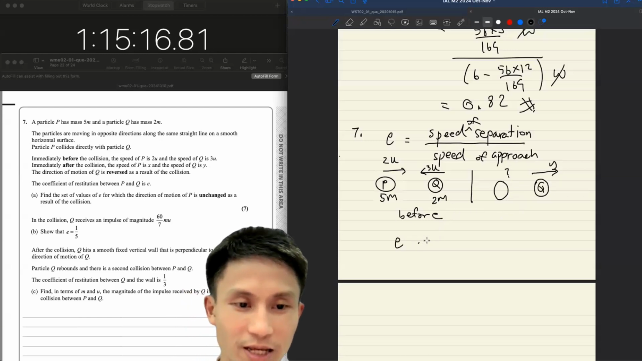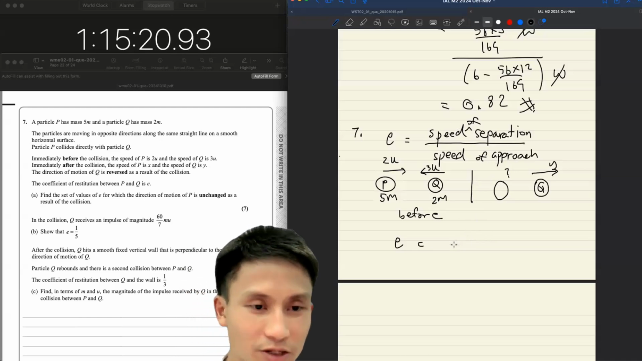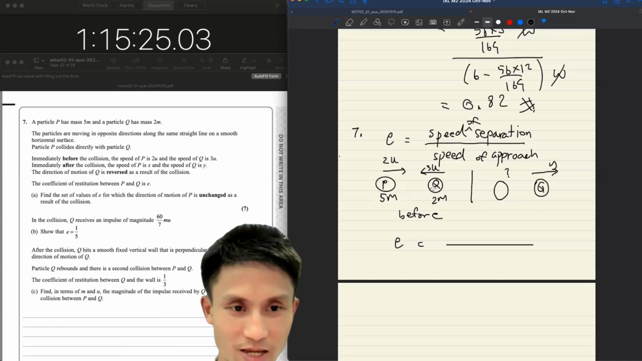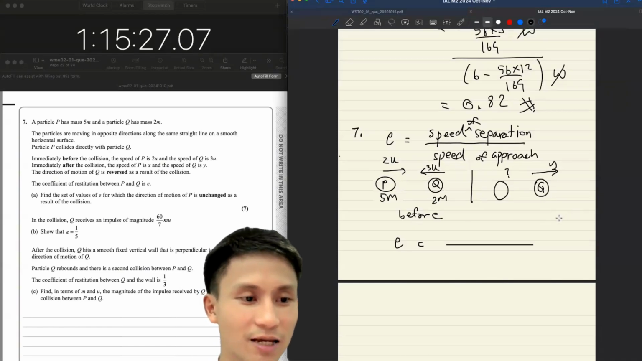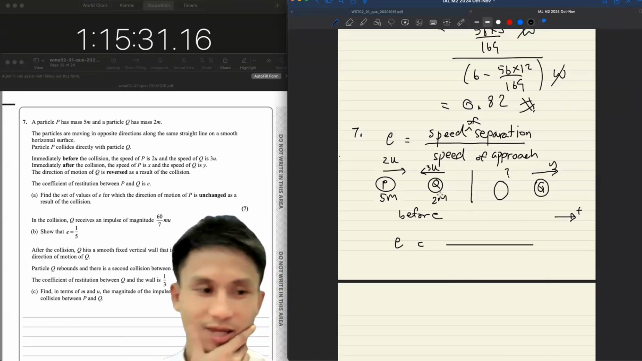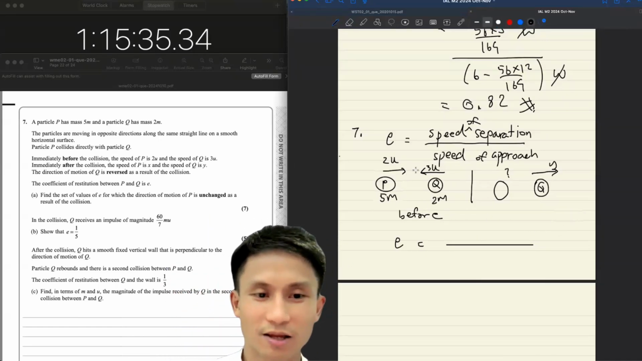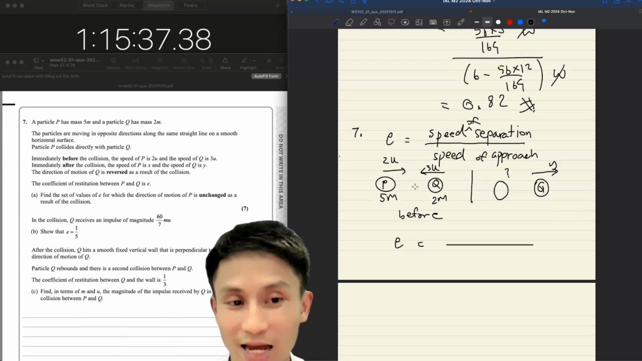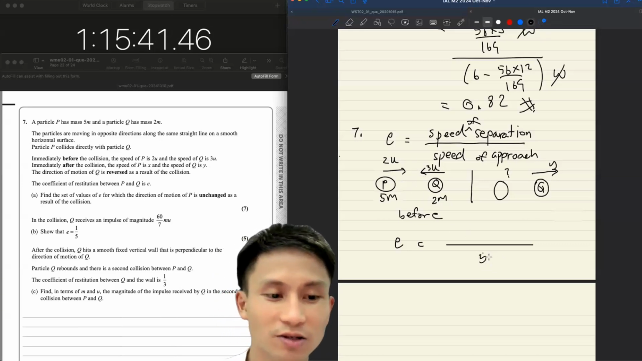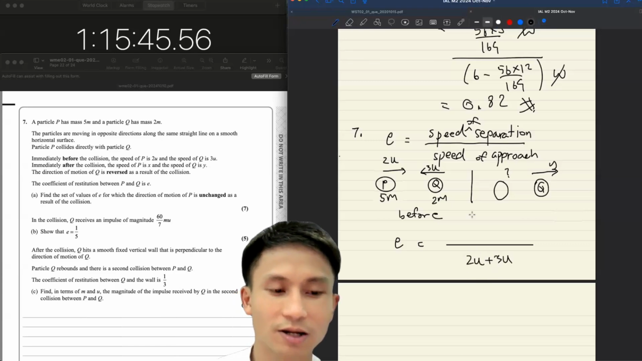Now, let's do an E here. E is speed of separation over speed of approach. Let's do the speed of approach first. If we take to the right as the positive convention, it doesn't have to be that way, but anyway. If they collide head-on like this, it's going to be adding the speeds up. So that's going to be 5u, so 2u plus 3u, right?